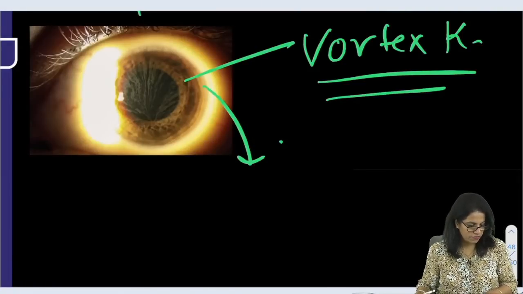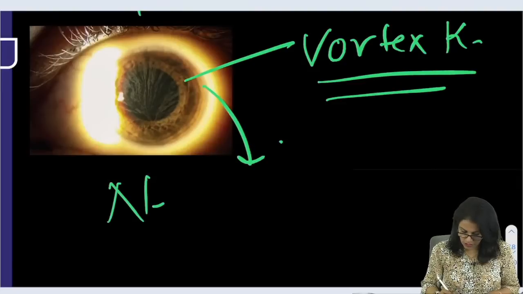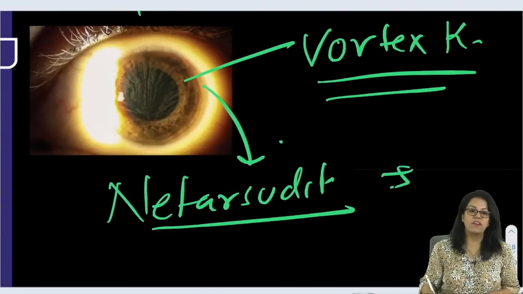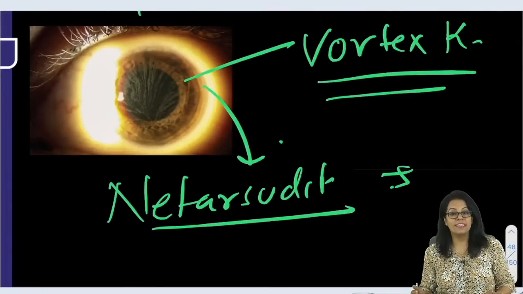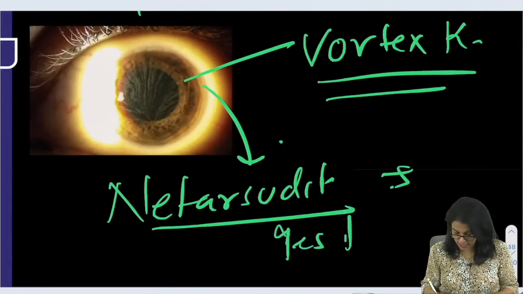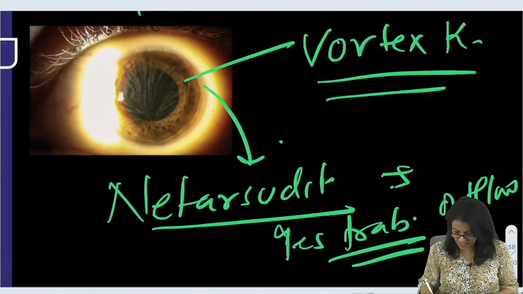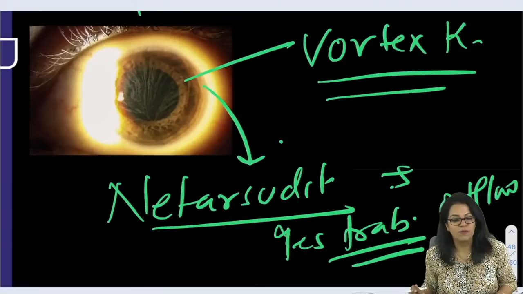Very nice, perfect. So, we are talking about netarsudil. What is the mechanism of action? It is a new anti-glaucoma drug which is a RHO kinase inhibitor. It increases the trabecular outflow. We will not forget this. Okay, it increases trabecular outflow.